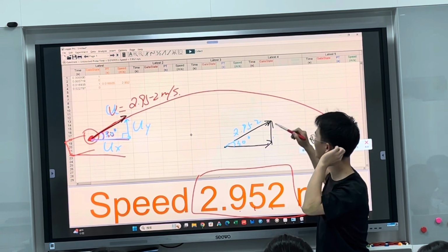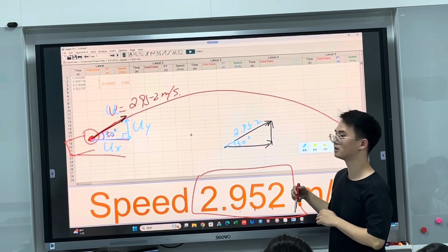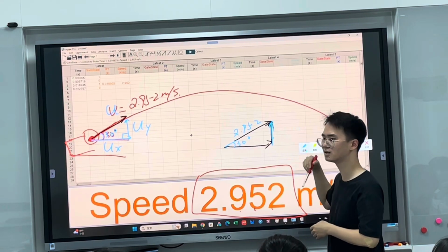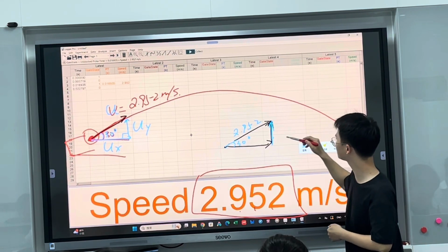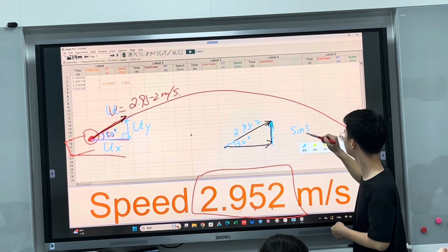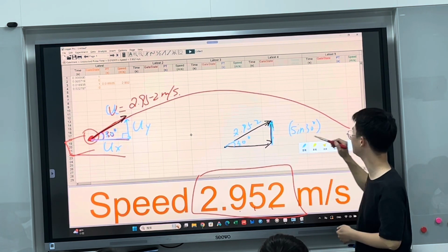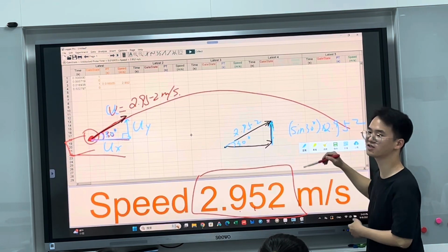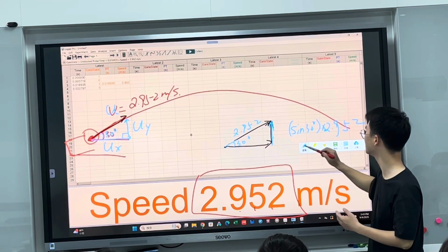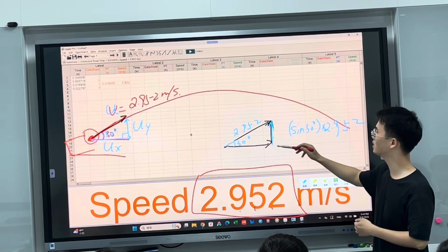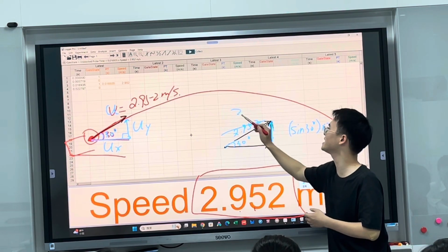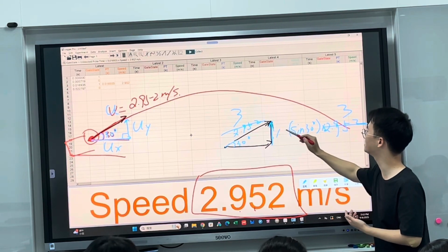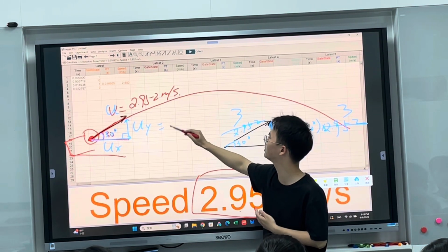What about this one here? Sine. So it's sine 30 degrees times hypotenuse, which is 2.952. Sine 30 degrees is 1/2, right? So you just need to divide by 2. For the sake of easiness, let's just use 3. Okay? Then we know that this vertical initial velocity is going to equal 1.5.